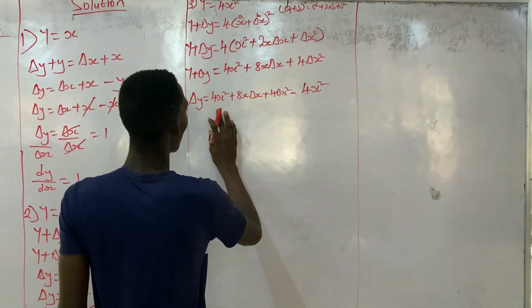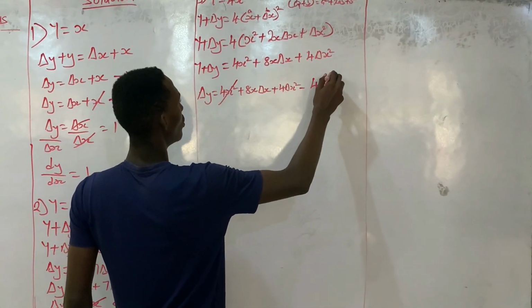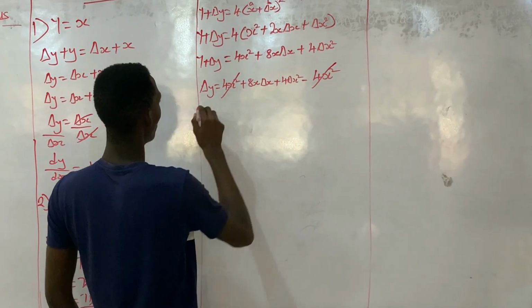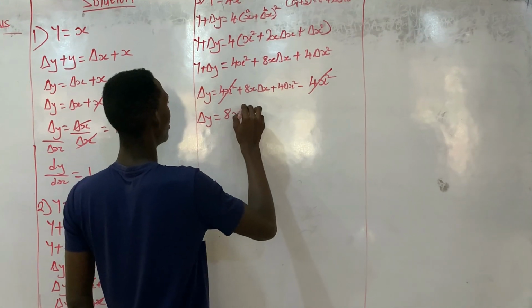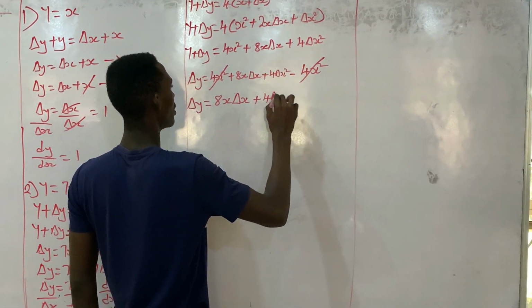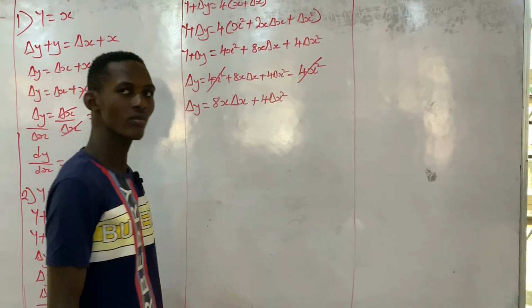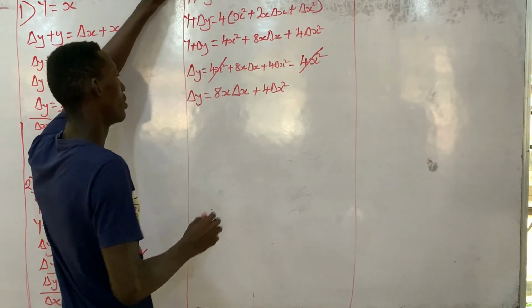Now 4x squared can cancel 4x squared here. So that's gone. Therefore our change in y is equals to what? 8x change in x plus 4 change in x squared. Are we done? No.